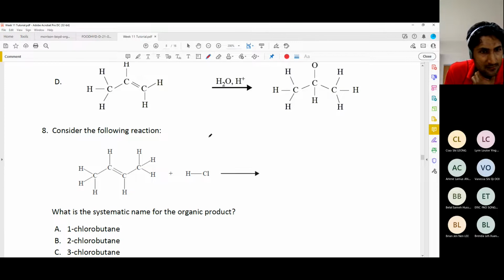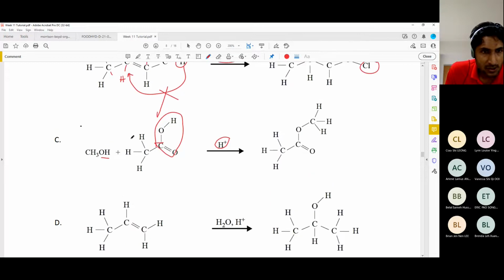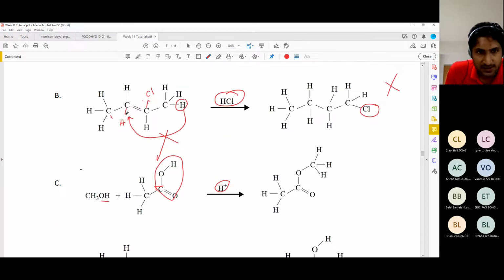Question number 8 says, consider the following reaction. What is the systematic name of the organic product? The product that will be formed, what will be the systematic name? The original reactant is HCl, hydrochloric acid, we know. And here it is methane, ethane, propane, butane, and this is 2-butene. We have seen it before, this is number B. So this is the reactant and product, and where the product is formed, chlorine is here, right? And hydrogen is here, not chlorine. So this is the product that will be formed.